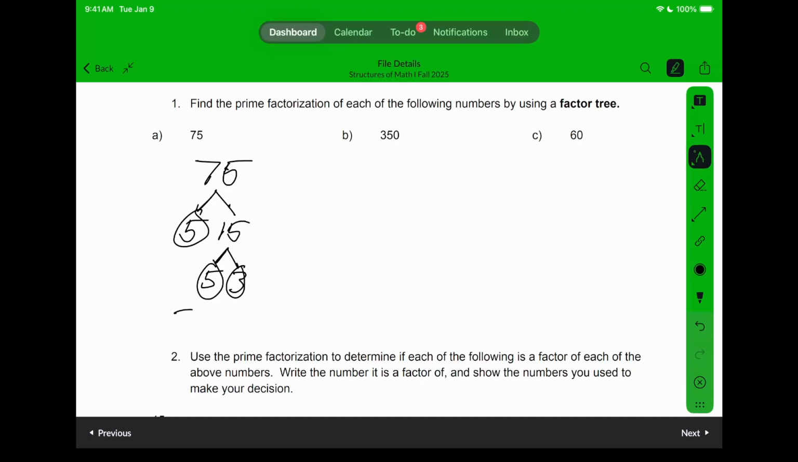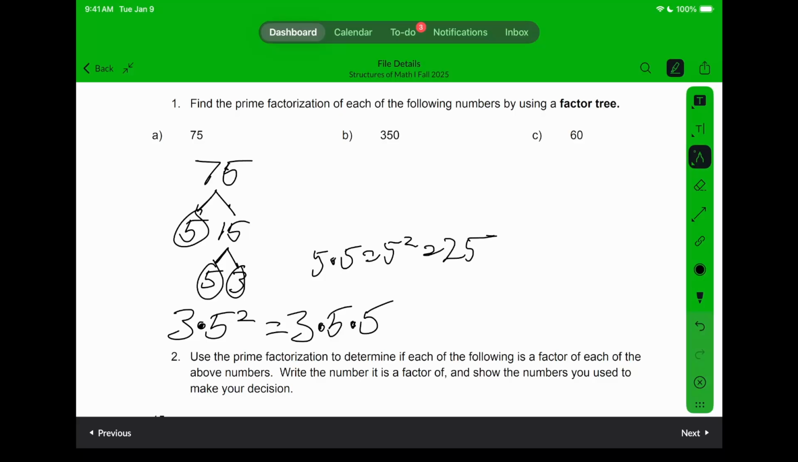So our final answer is 3 times 5 squared. It's 5 squared because there's two 5s, and everything's getting multiplied. Technically, this is the same as 3 times 5 times 5, but remember 5 times 5 is the same as 5 squared.